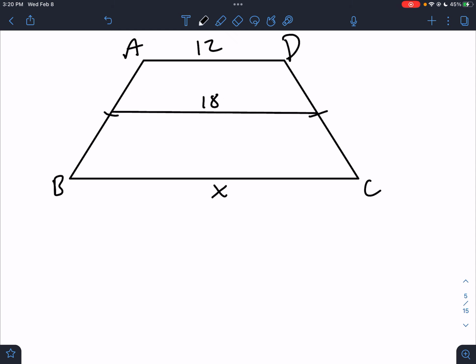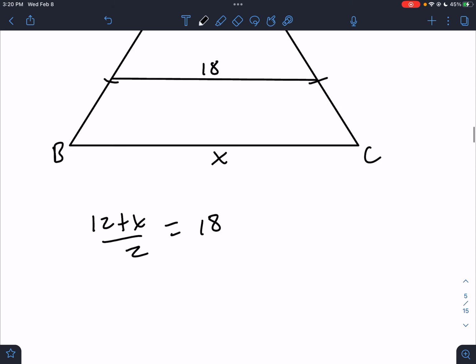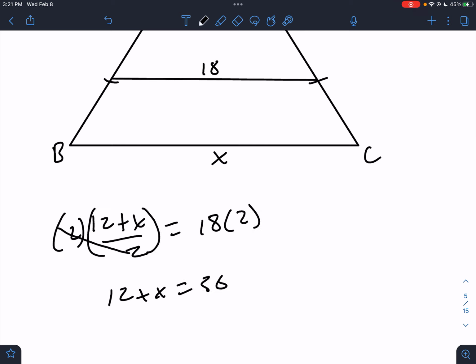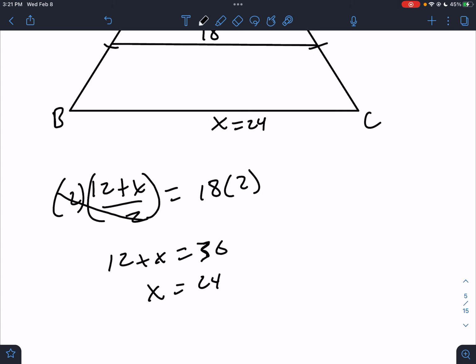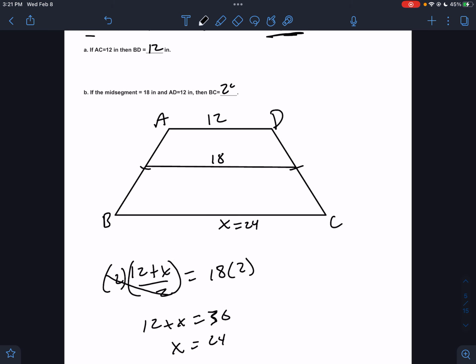So remember the rule that the average of the bases equals the mid segment. So 12 plus X divided by 2 equals 18. So 12 plus X would equal 36, right? If I multiply 2 to both sides, the 2's cancel out. I get 36. And then X would equal 24. So how long is BC? It's going to be 24. Boom.